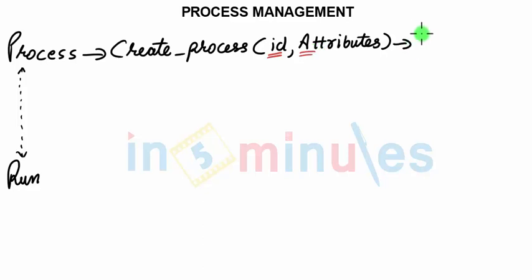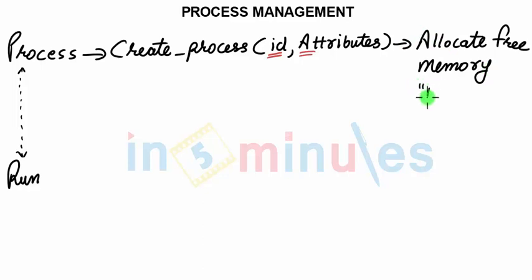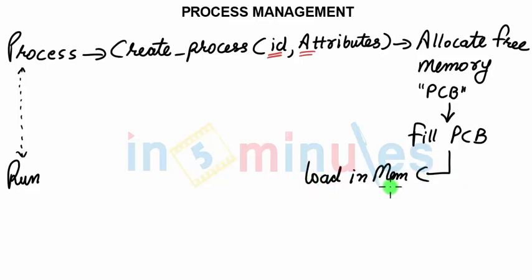After creating the process, the first thing is allocation of memory. This allocation of free memory is done for the PCB, that is the process control block. Once the memory is allocated for the PCB, the next thing is filling of the PCB. Once the PCB has been filled, the data is ready, and we load it in memory. This memory is technically for processes which are ready. We can say ready process memory.